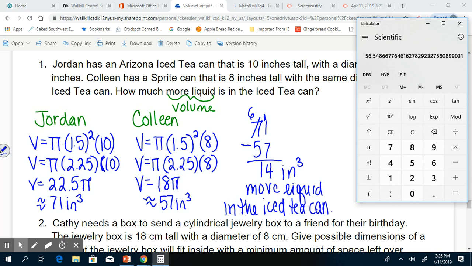Done. Okay, so hopefully your writing is a little bit neater than mine. For some reason, it's a little messy. Usually it's much neater. All right, let's take a look at number two together.